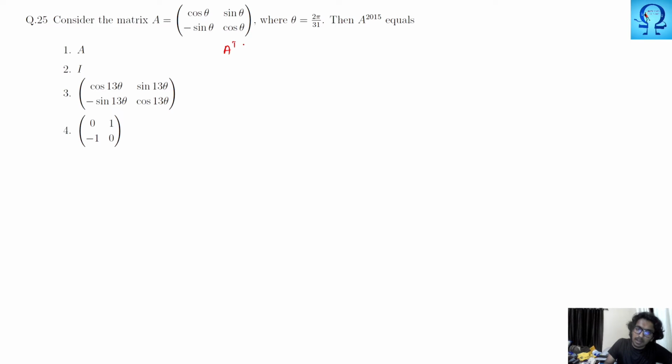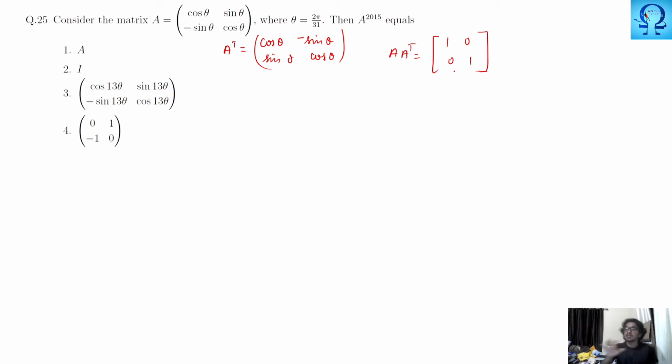Okay, what is A transpose here? So it is again cos theta, minus sin theta, cos theta. So when you multiply A with A transpose, what you are going to get is 1 0 0 1. That you can very well check. Why am I saying this? Because whenever we study orthogonal matrices, this is the one example that is there in every book. So basically what we have is an orthogonal matrix.